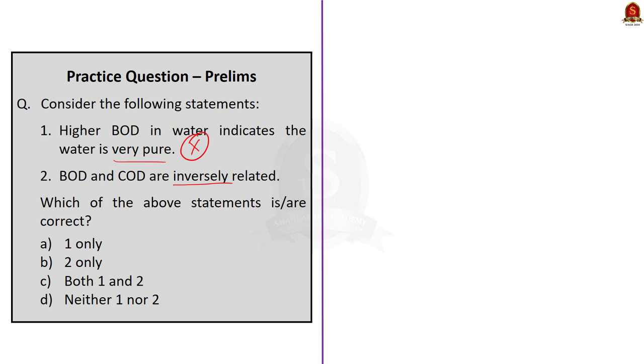Now, coming to the second statement. This statement is also incorrect because BOD and COD are directly related. This means that when BOD and COD increase, the water becomes impure. We can say like this that COD is always greater than BOD. So coming to the answer of the question, the answer is option D, neither one nor two.